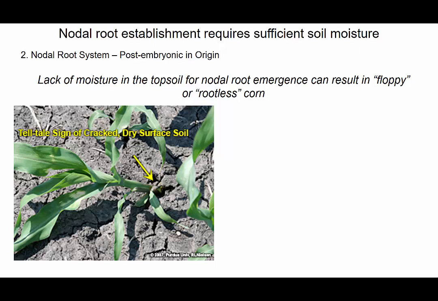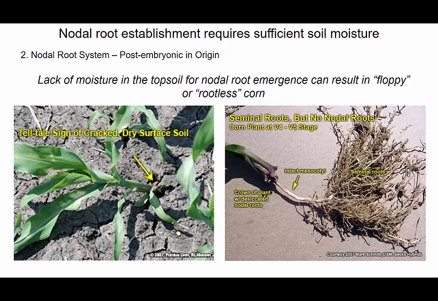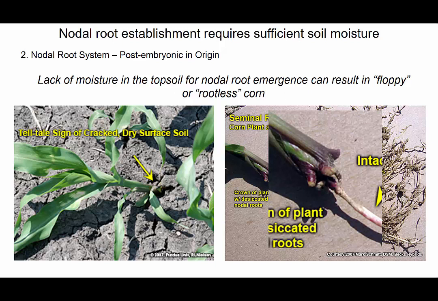So here, you see this cracked topsoil, and this plant is kind of flopped over, called rootless. Basically what happens is, if you were to excavate this plant, you see that you have a really nice seminal root system here. You have an intact mesocotyl, but now your nodal roots are desiccated and not forming. So if we zoom in, these are the desiccated nodal roots. You can see these root tips that have just dried out.